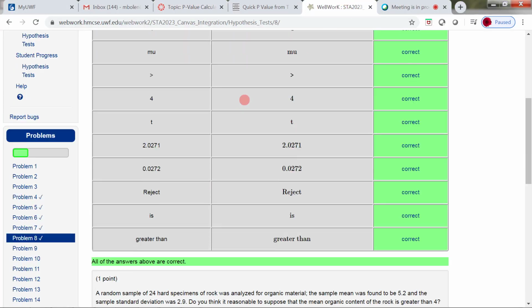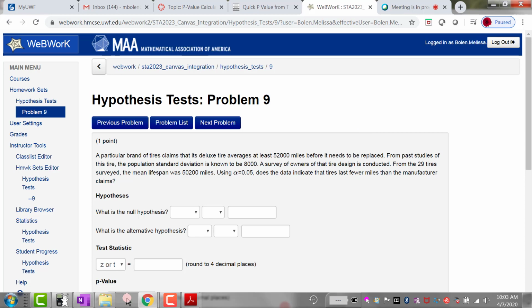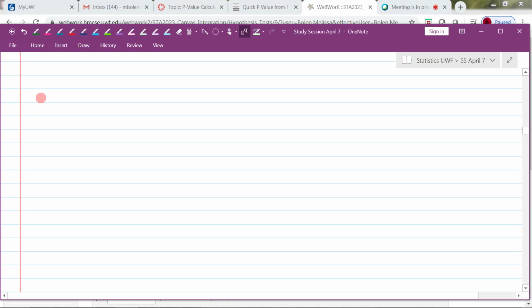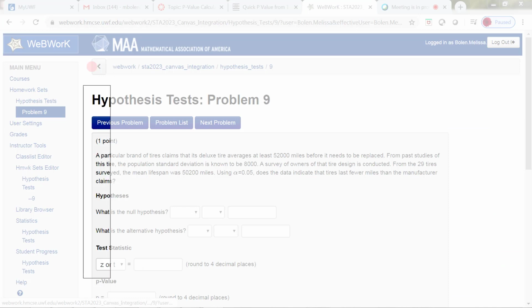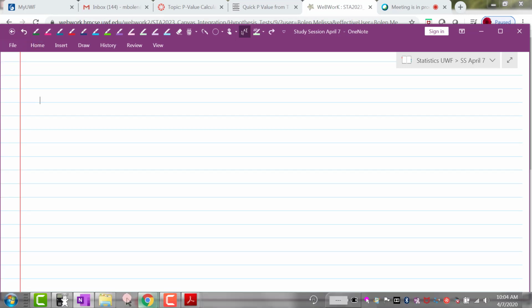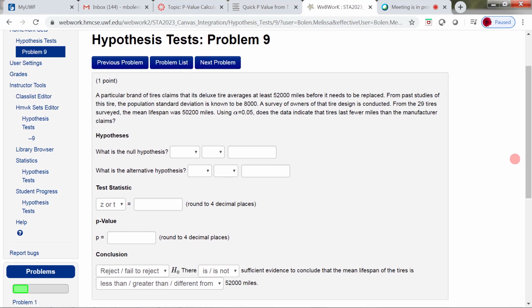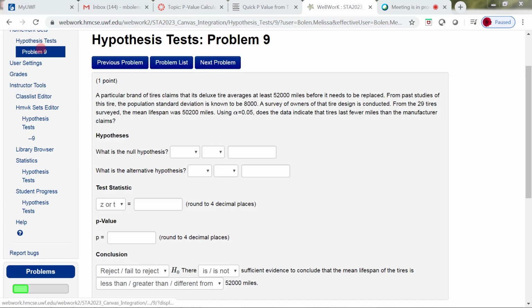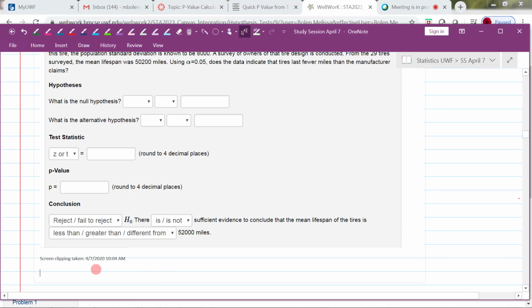Okay. The next problem right here is number 9. So we're going to insert a screen clipping of number 9. Uh-oh, I didn't get the whole problem. Hold on, let me undo that. Let me see if I can adjust this so I can see the whole screen at one time. There we go. And insert screen clipping. So we're going to get the whole problem. There we go. Got it.